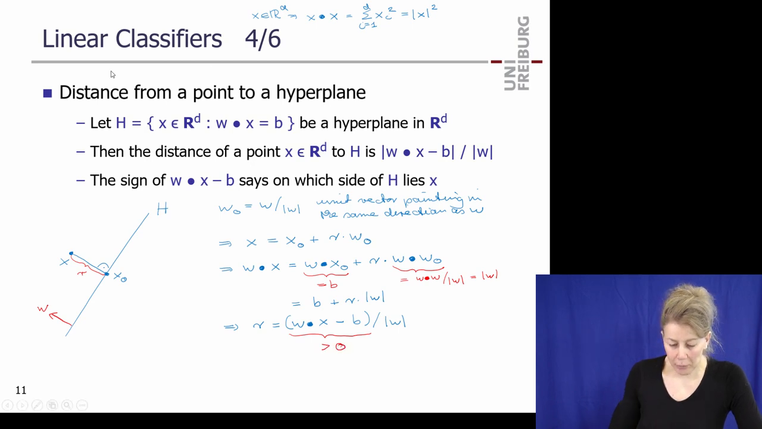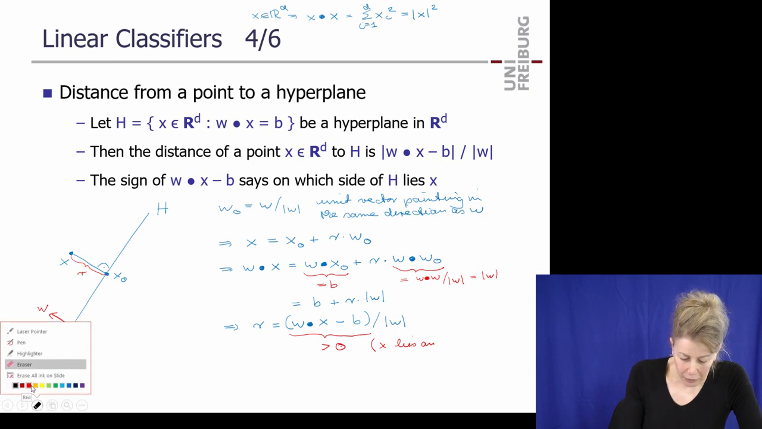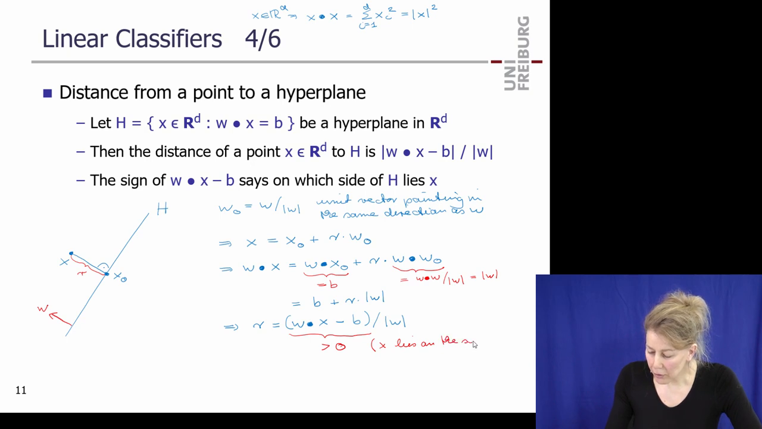greater than zero, because in my picture, this is just r, the W points in this direction. If the W would have pointed in the other direction, then this would have been minus here. But just by the way I drew the picture, this is greater or equal to zero, meaning x lies on the side of H where W points. I mean, you don't have left and right really in high dimension.